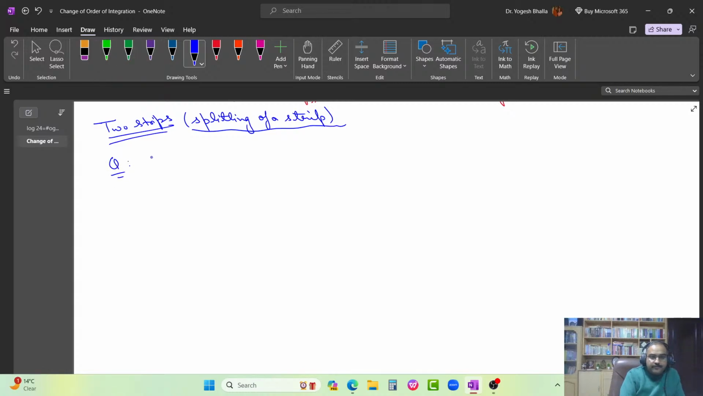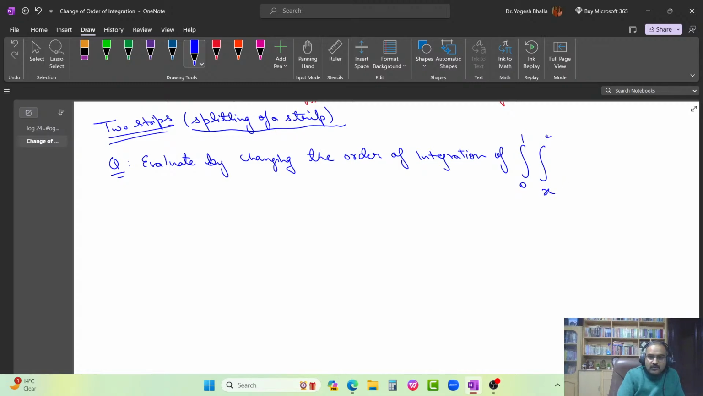Now the question is, evaluate by changing the order of integration the integral from 0 to 1 and then x to root of 2 minus x square, of x over x square plus y square, dx and dy.